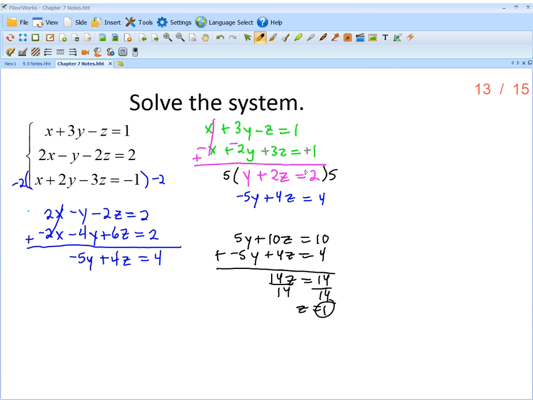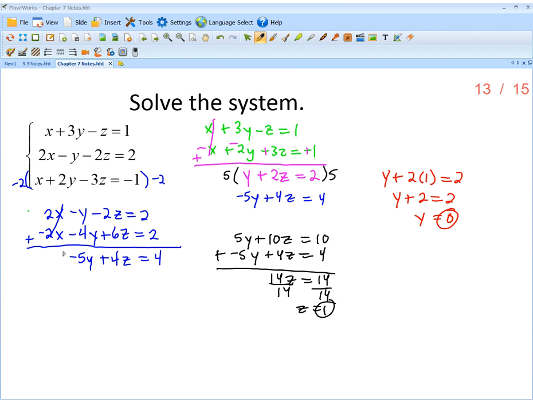Okay, from here, work with one of these two intermediate systems, plugging in z as 1. And so I will take the first one, y plus 2 times 1 equals 2. Y plus 2 equals 2. So subtracting 2 from both sides, I'm going to get y is 0. Okay, so I've got y and z.